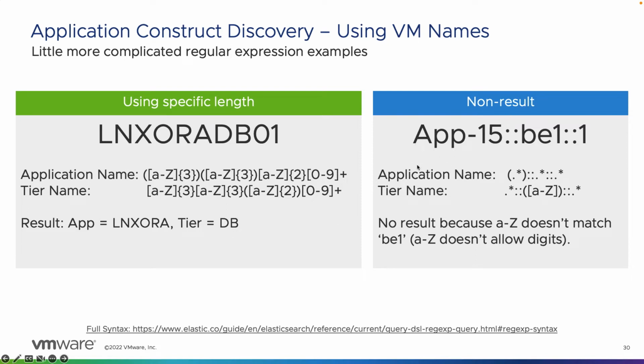A non-result in this case, utilizing the naming convention for the app as app-15::BE1::1. This is going to show you the application name and the tier name. And then we get no result because A through Z doesn't match BE1. A-Z doesn't allow the digit. So this is an example of a non-result discovery within vRealize Network Insight utilizing regular expression when it comes to construct discovery.